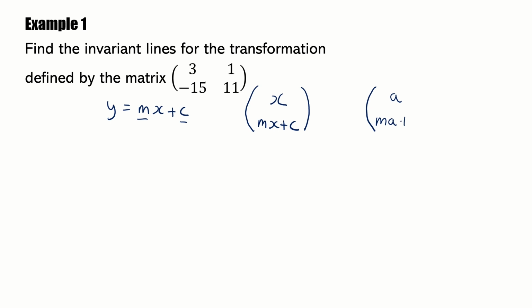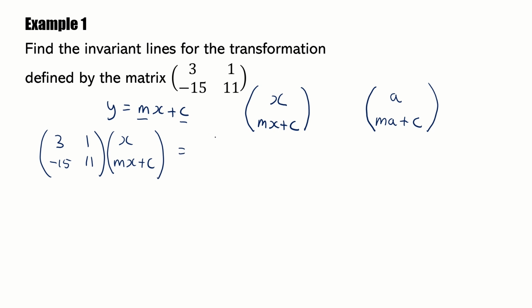but it's still going to satisfy the equation of the invariant line, so therefore its new y coordinate would be ma plus c. Using this, we can set up a matrix equation, because we know that 3, 1, minus 15, 11 times our point that lies on our mystery invariant line must be transformed and then end up still being a point on that invariant line, just a different point, so we could use that second point on the invariant line we'd already defined.